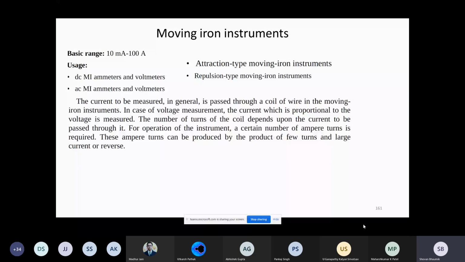Now the current to be measured is in general passed through a coil of wire in the moving iron instrument. In case of voltage measurement, we will mark the scale as voltage. But the thing is that the current will pass and deflection happens. For voltage measurement, the current which is proportional to the voltage will be measured, and obviously we will mark the scale in voltage.